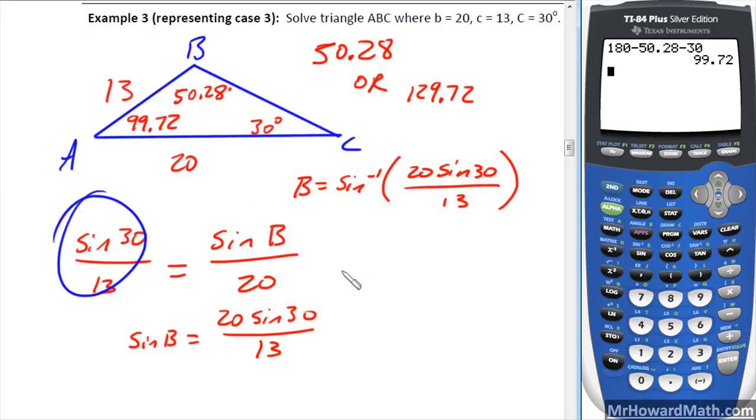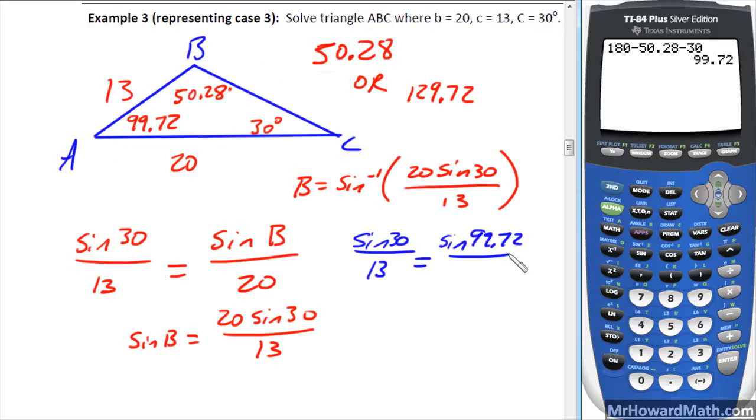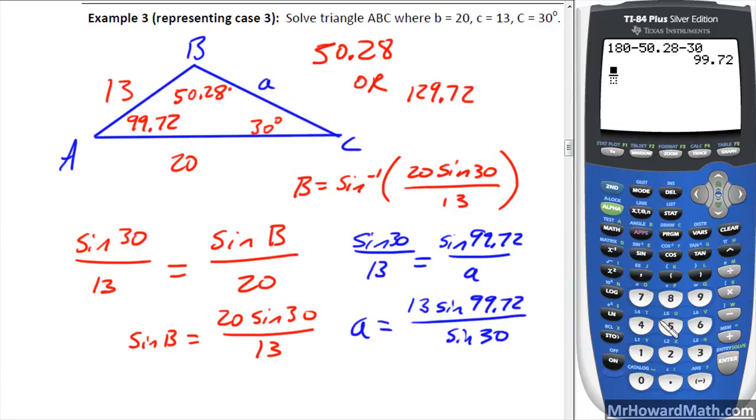So we'll use this sine pair that we were using before. Sine of 30 over 13 is going to be equal to sine of 99.72 degrees, all divided by this missing side, side A. So we cross multiply and we'll end with this. Side A is equal to 13 sine of 99.72 degrees all over sine of 30 degrees. So let's do that work here in our calculator quickly, and we get 13 sine 99.72 all over sine of 30. That means side length A is 25.63.